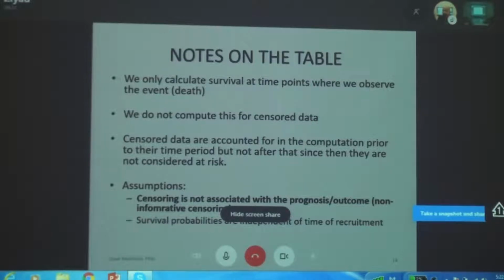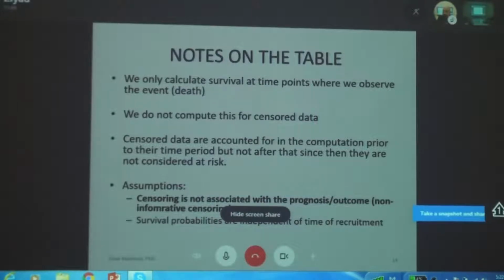Now, there are a few assumptions which are sometimes not easy to be met. One of the assumptions is that censoring is not associated with the prognosis or the outcome itself. What we call non-informative censoring. So censoring is not because those people actually died. It could be any other reason they're not coming.